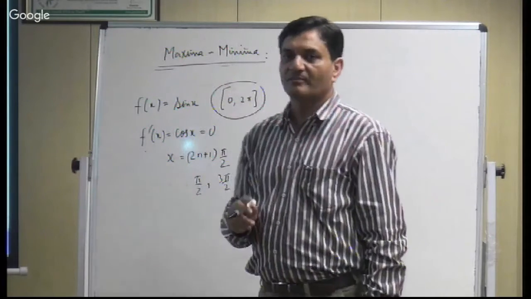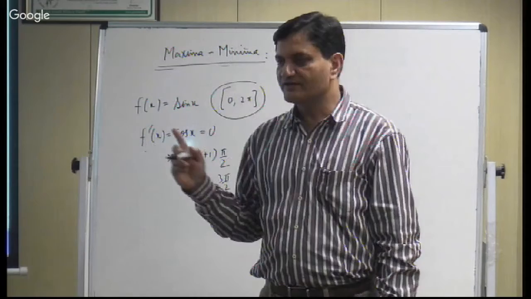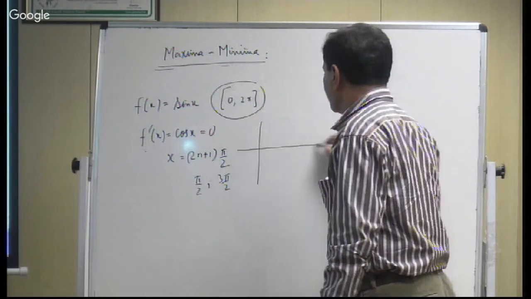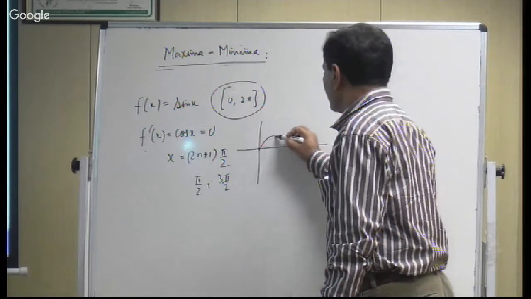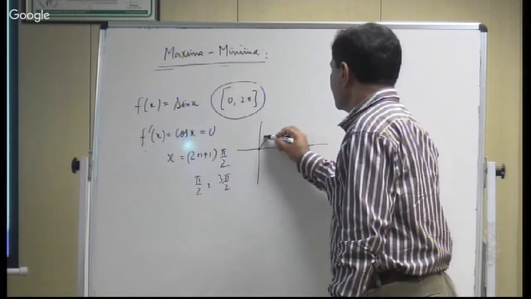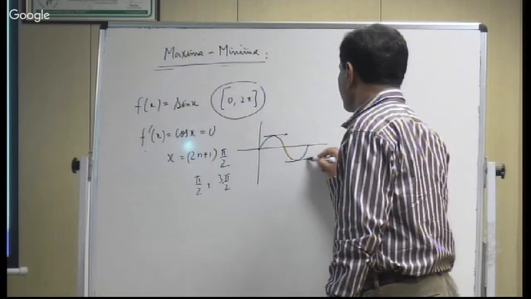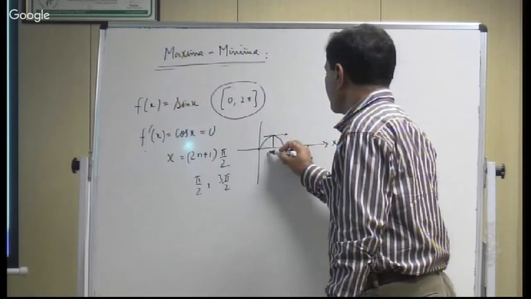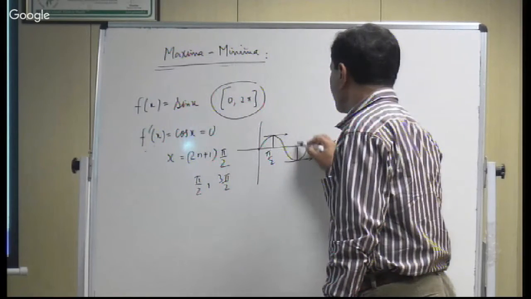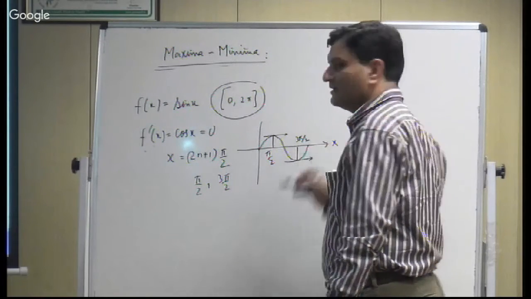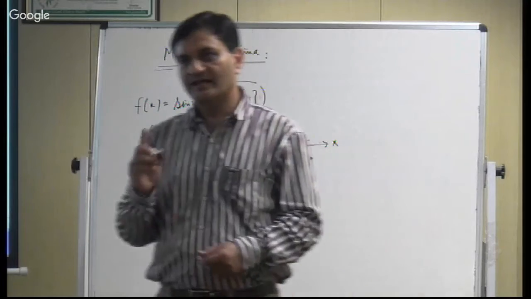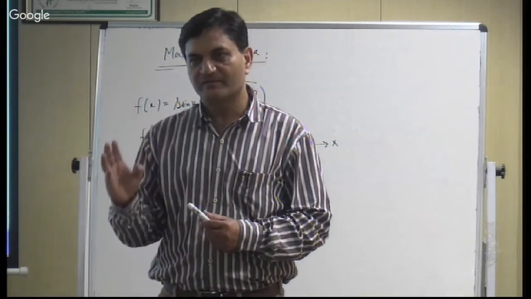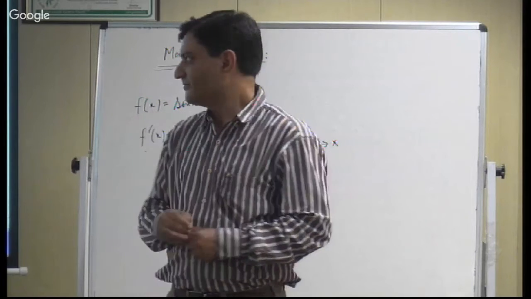So how many stationary points are there for this function? Only 2. Because if you draw the graph of y equal to sin x, you will observe that these are the only 2 points where the tangent is parallel to the x-axis. So at x equal to pi by 2 and x equal to 3 pi by 2, the tangent will be parallel to the x-axis and hence the derivative will be equal to 0. Now you are clear with the stationary points as well as critical points.